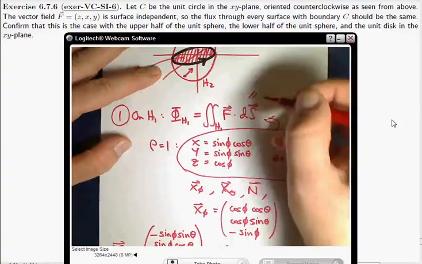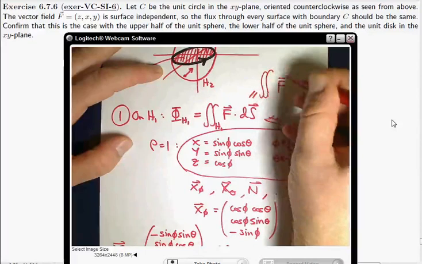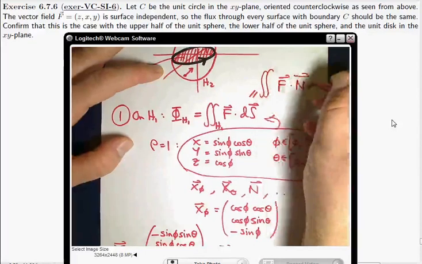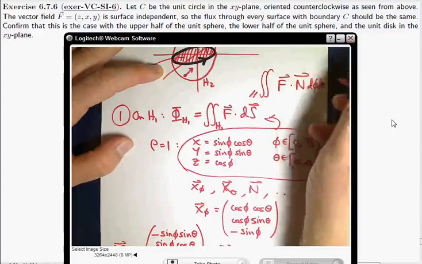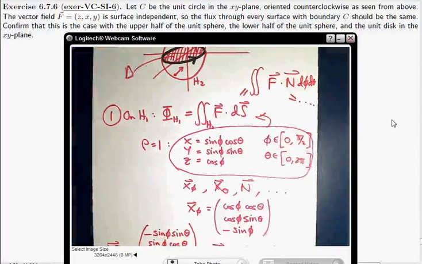This is just F dot N d phi d theta, and that's a double integral that you can compute. Does that make sense? Yeah. Just a question. You have to do the cross product in that order? No, well, let's see here.